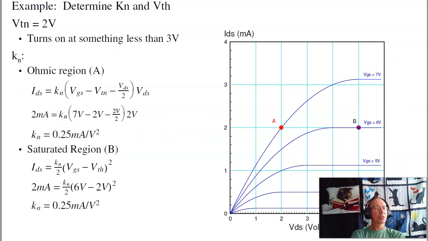Example. Suppose I had this curve. This is what the VI characteristics look like for a MOSFET. And again, I can see here's the ohmic region, here's the saturated region. Suppose I want to find out, given that data sheet or that graph, what is K sub n? What's the transconductance gain? Well, the trick is pick a point and then throw in the equation. But you got to watch which region I'm in.